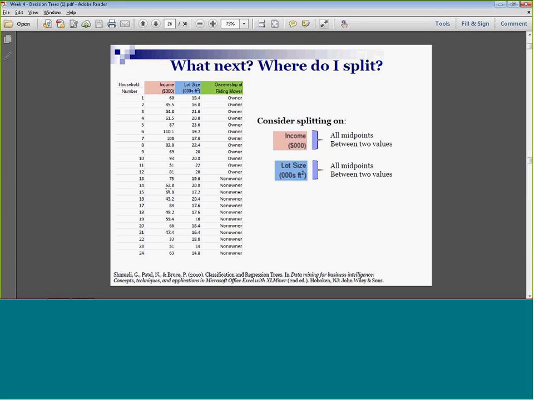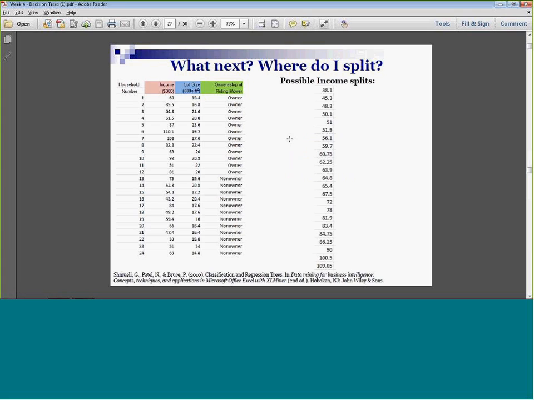So what we need to do is put these things in some order so we can get those midpoints. Same thing for income. So let's say we take the income and forget the household number. We don't really care about that. Let's order it from lowest to highest. So there's the lowest income case, and 109.05 is the highest income case.